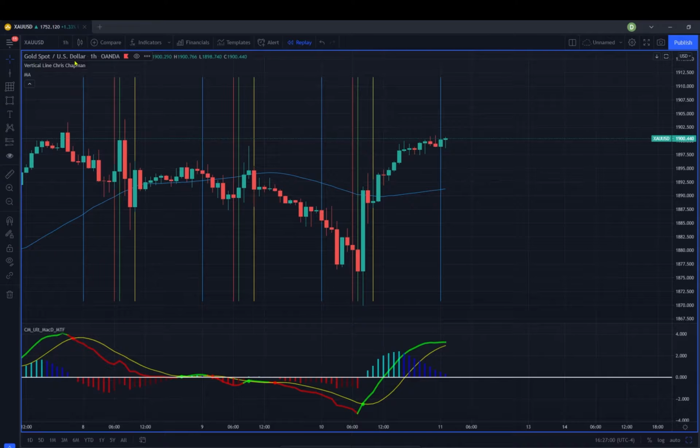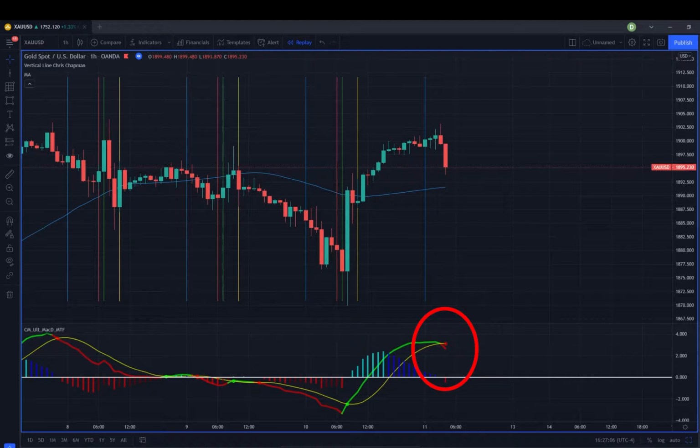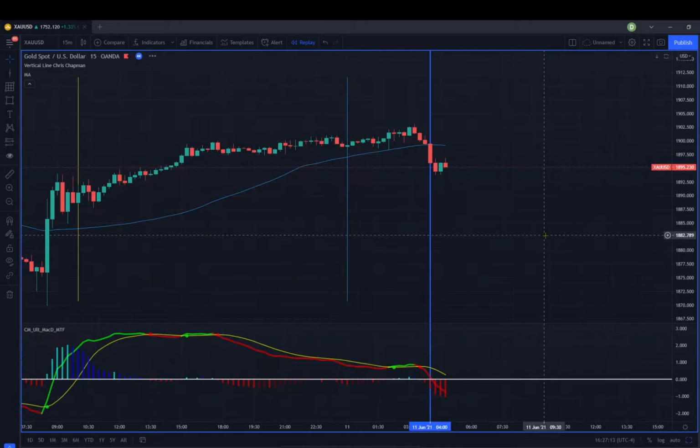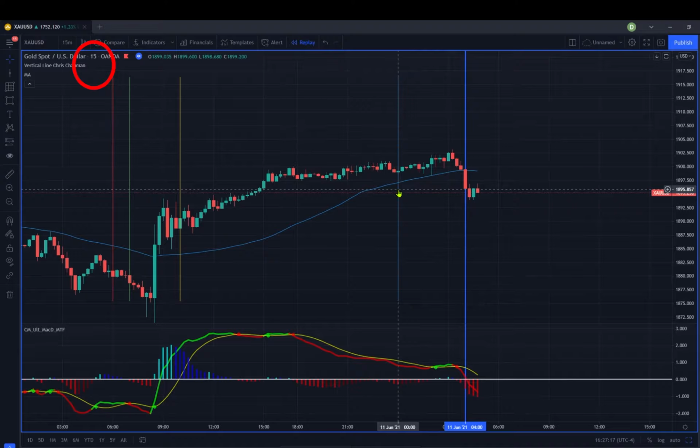First, we have gold. As price moves into London killzone time, we wait for the MACD to cross in the 1 hour time frame to give us a signal, in which it does for a sell setup. Once the MACD has crossed, we go into a lower time frame. In this example, we will look into the 15-minute time frame.